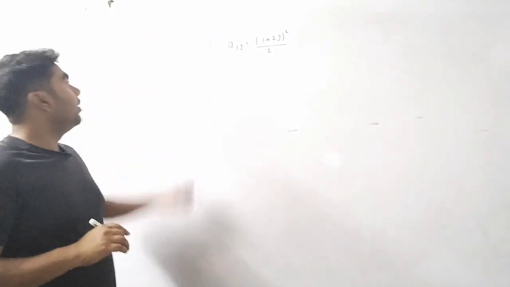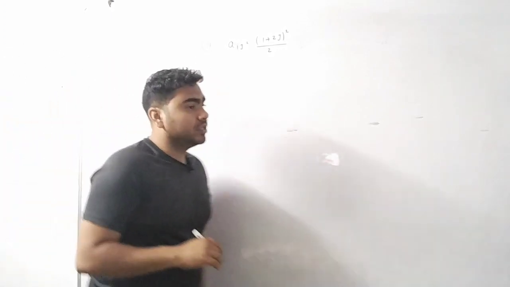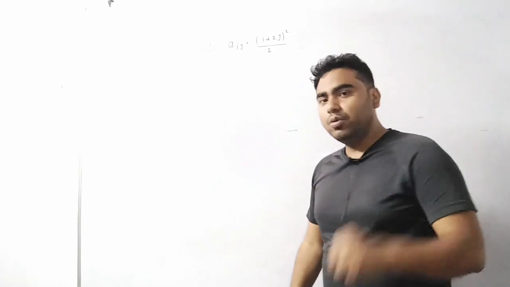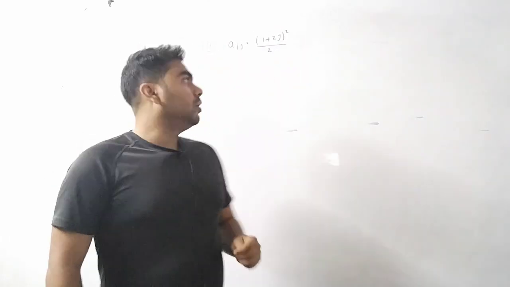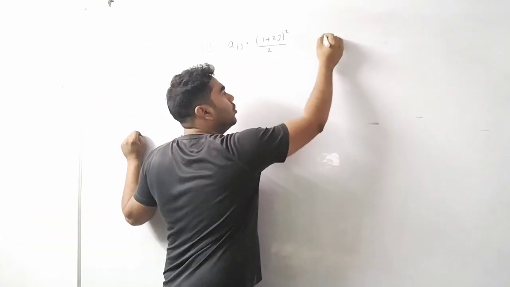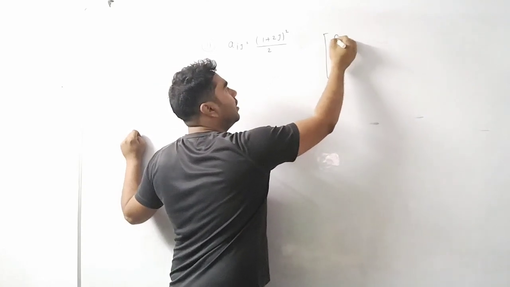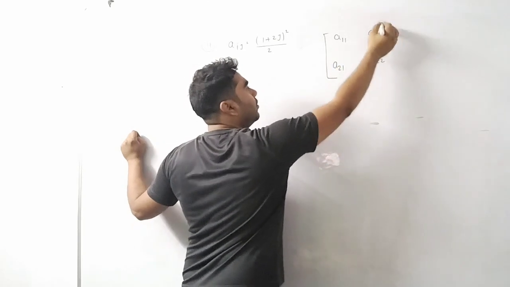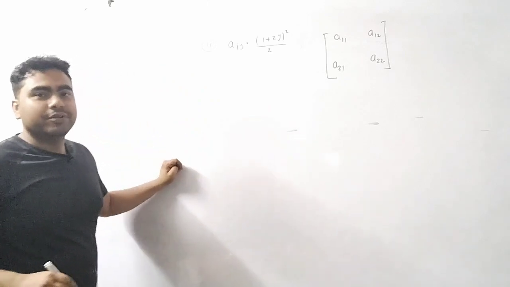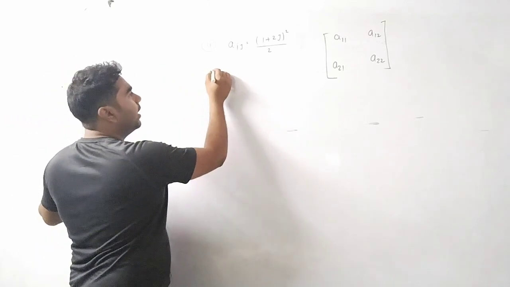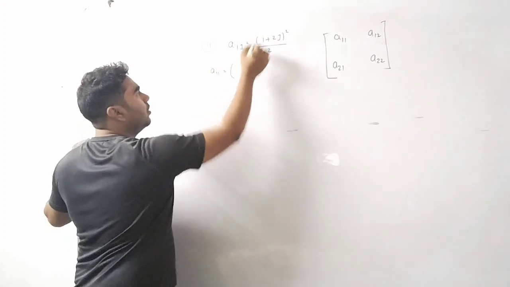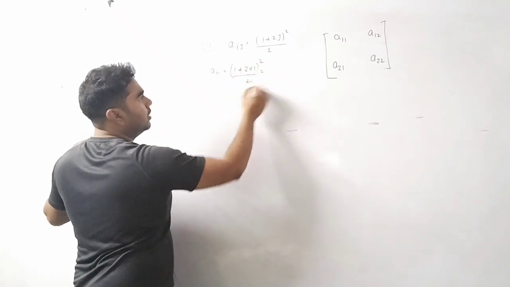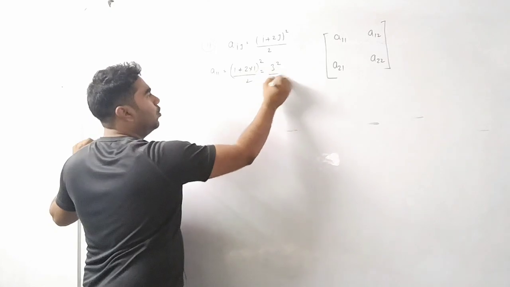Let's move on. Third one, we have to construct a square matrix having corresponding elements A11, A12 in the first row and A21, A22 in the second row. So first of all, we need to construct a general matrix having elements A11, A12, A21, A22. For A11 we simply put the value of i=1, so (1+2 into 1) squared, which gives 3 squared upon 2, 9 upon 2.